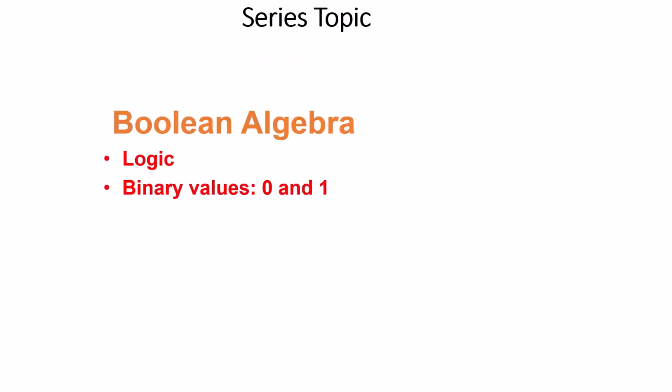Boolean Algebra. The ideas of Boolean variables and expressions are crucial in computer science and mathematics because they deal with logic and binary values. In the 19th century, a mathematician constructed an algebraic logic system, and Boolean algebra has been named after this mathematician, that is, George Boole.